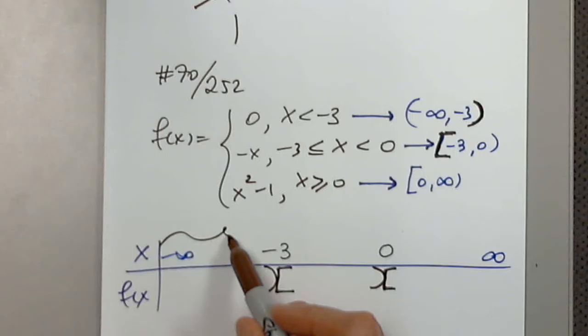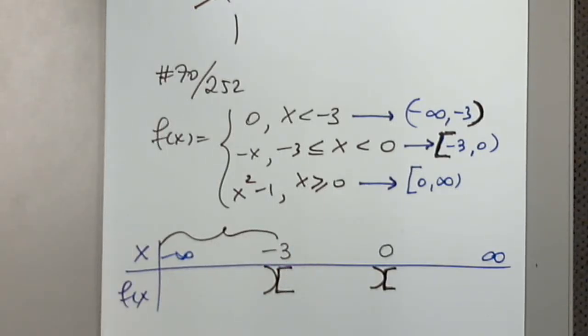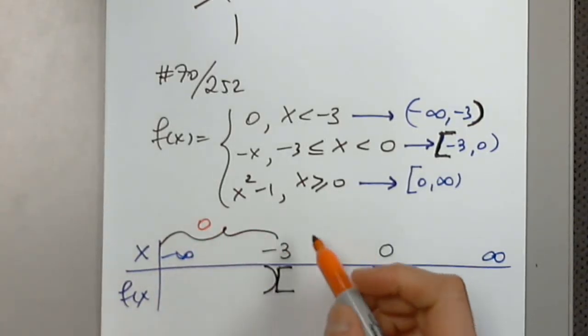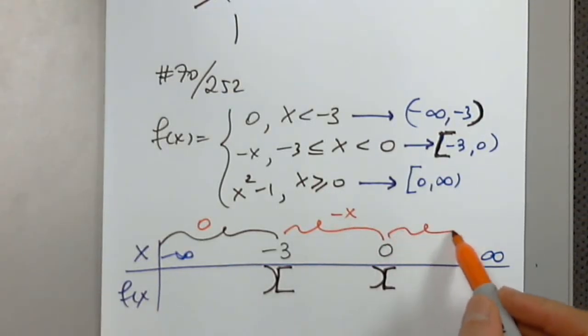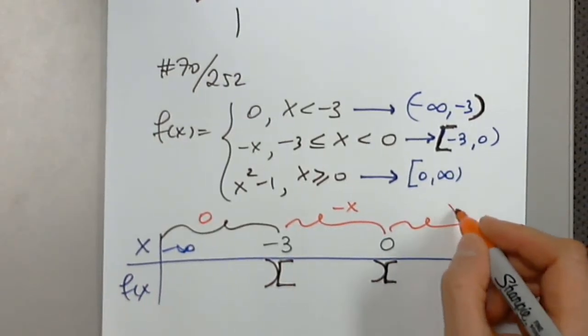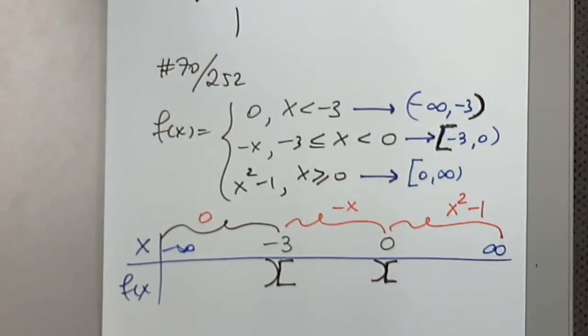Which function will I be using for negative infinity, negative 3? I know it's an overkill, but it's safer to have it. Y equals 0. Very good. And what about the second interval? Negative x. Correct. And what about the last one? X squared minus 1. Very good. Awesome. So then let's pick, this is linear, and this is quadratic. So here I only need one value.